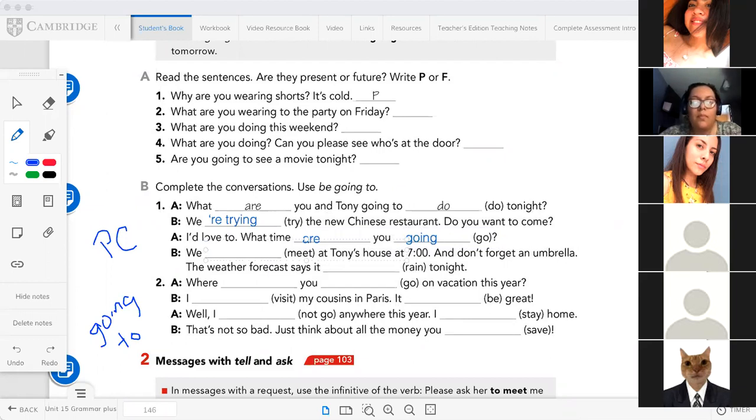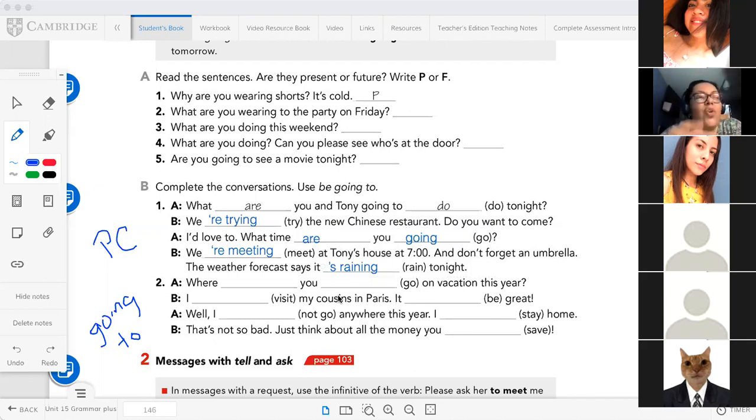We are meeting at Tony's house at 7. And don't forget an umbrella. The weather forecast says it's raining tonight. Very good. Yes, raining tonight. Okay. All right.